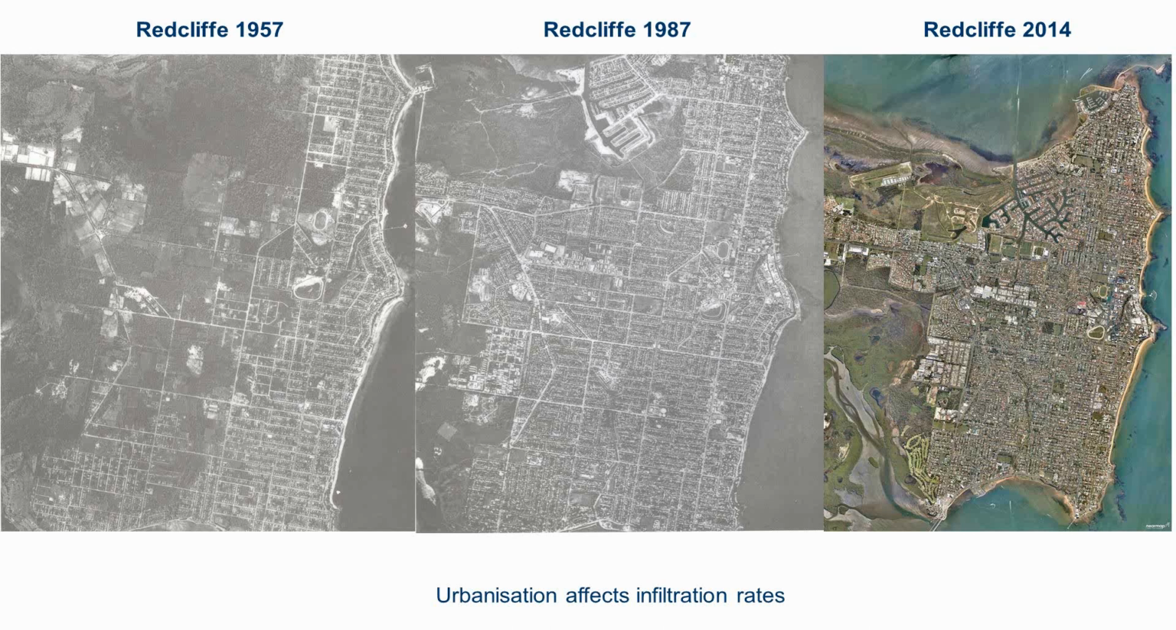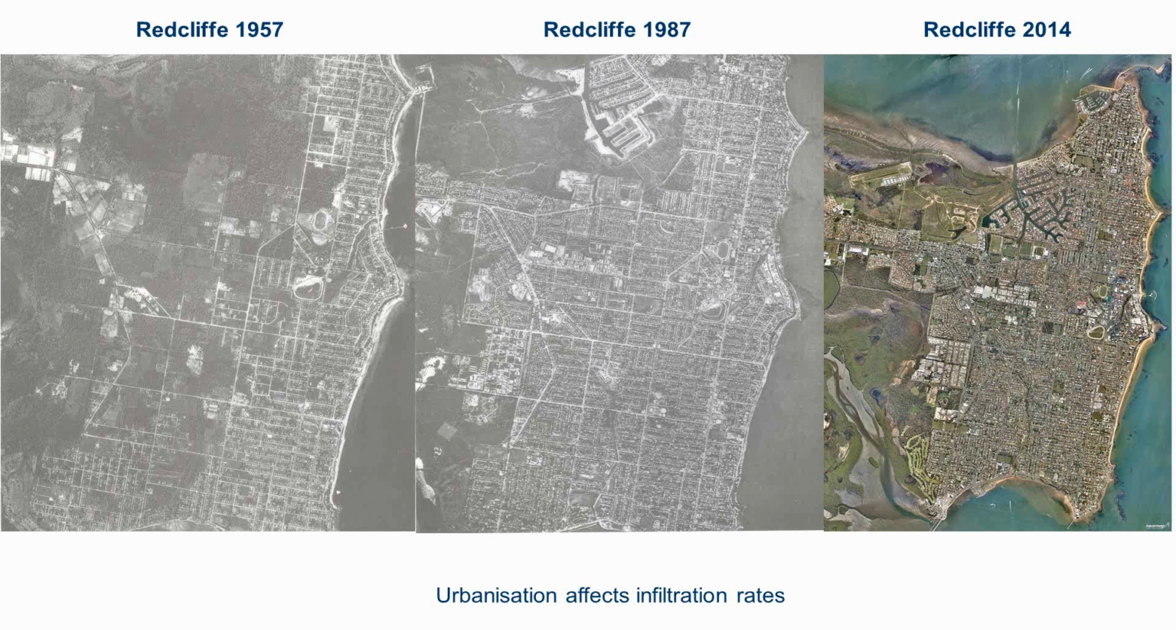And moving along, this interesting set here just shows how urbanisation affects infiltration rates. Both Gavin and I come from Redcliffe. Gavin's moved on, I've stayed there. But in 1957, on the left-hand side of the screen, you can see there was quite a lot of bush. You can see a couple of catchment areas down there on that particular photograph.